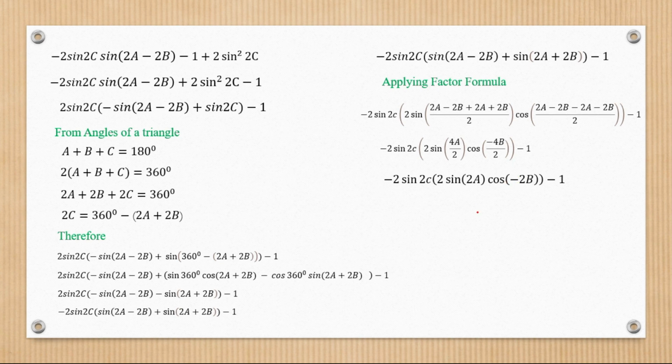Alright, so now this becomes negative 4 sine 2a sine 2b cos 2b minus 1, because of the negative 1 minus 1 that we have on the other side, and hence we've proved our equation. Alright, let's move on to the next one.